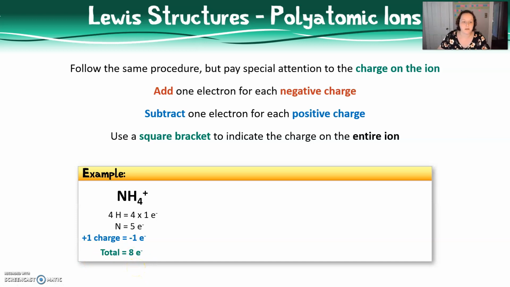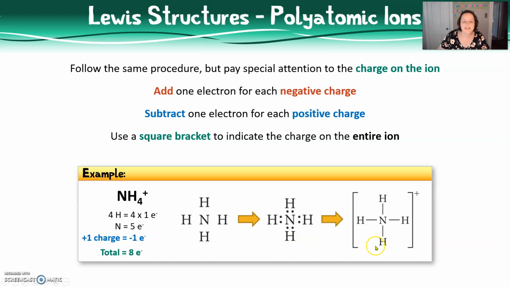We then build up our molecule in the same way, starting with the skeletal structure, adding bonding pairs between the atoms, checking to see if any remaining electrons need to be added as lone pairs, and checking that all atoms obey the octet rule. The one final difference for ion structures is that we surround this entire structure with square brackets and indicate the overall charge in the upper right corner outside the brackets. This explains to someone viewing the structure why there are only 8 valence electrons indicated in the structure when you would typically expect a total of 9 since there's 1 nitrogen and 4 hydrogens.